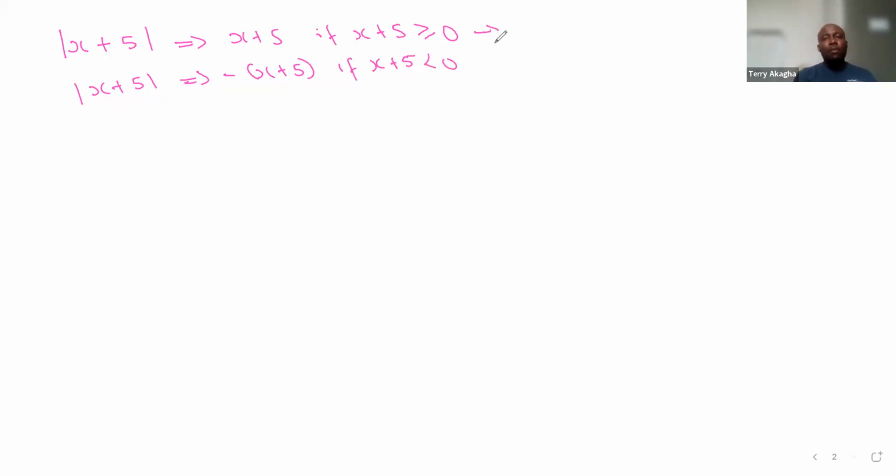Now, from the first one, we can further solve it or break it down. If x plus 5 is greater than or equal to 0, you take 5 to the other side, so x must be greater than or equal to minus 5. The same thing for the second, if you take 5 to the other side, that gives you minus 5, so now x is less than minus 5.